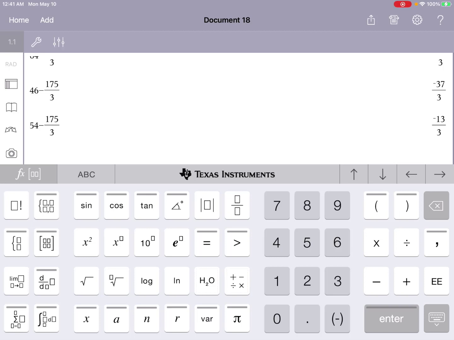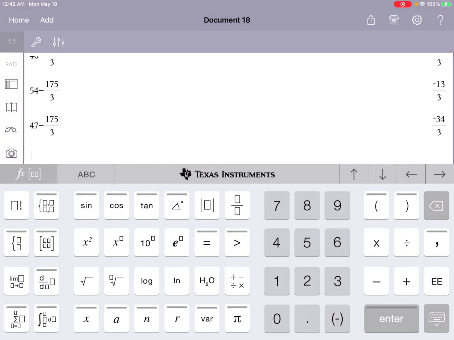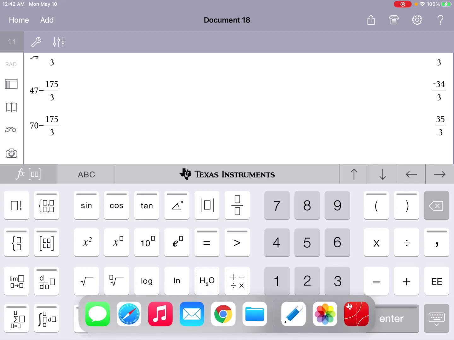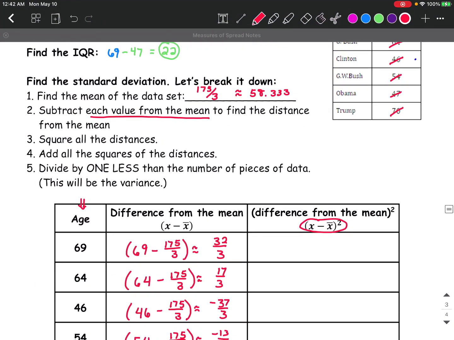Another one of 47 minus 175 divided by 3. We get negative 34 over 3. And finally, we do 70 minus 175 over 3, and we get 35/3. Okay, so we did this and we did this. Now we need to square all these distances.